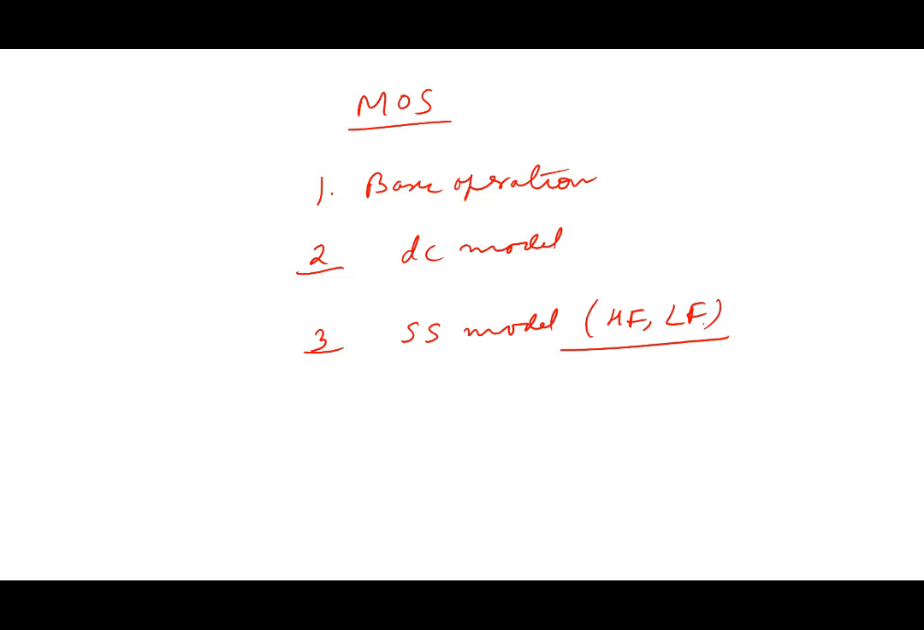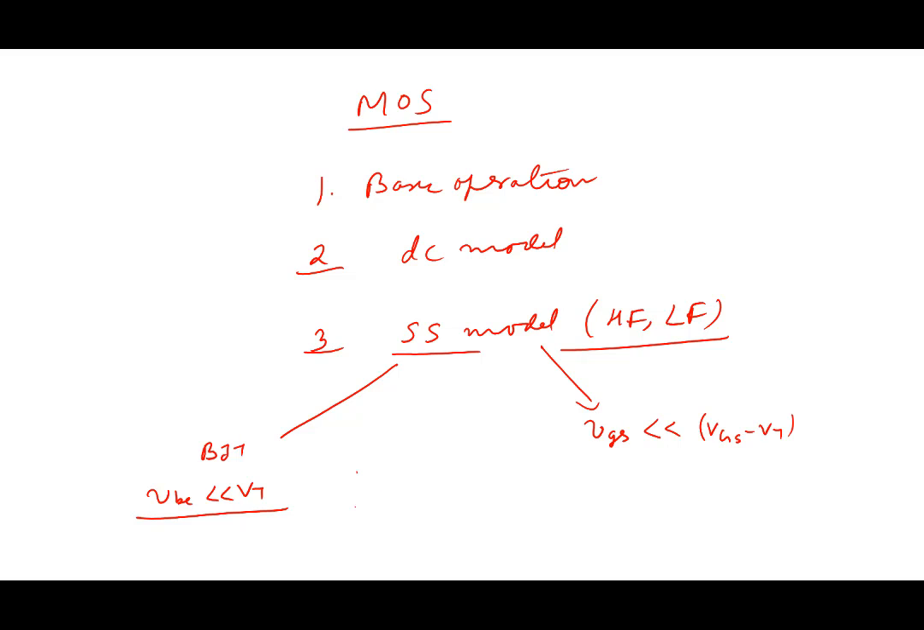Right. One of the things that we didn't go into: remember when we talk about small signal model in a BJT, we said, well, base emitter voltage has to be much less than VT for the model to be valid. In this case, the small signal gate to source voltage usually has to be much less than a quantity related to VGS minus VT. Remember, in a bipolar transistor, it is the base emitter voltage. But in this case, the conditions are not that stringent.